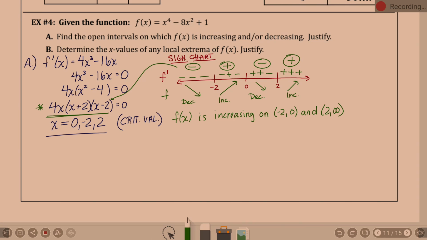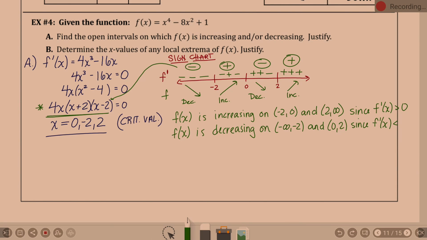Okay, 2 to infinity. Did you give me a reason? Since f prime of x is greater than 0. And realize that will always be your justification for increasing. So f of x is decreasing on negative infinity to negative 2, and 0 to 2, since f prime of x is less than 0. Okay.